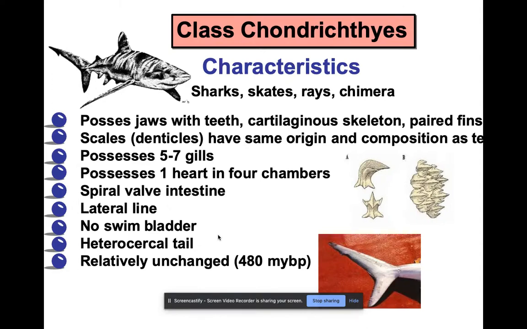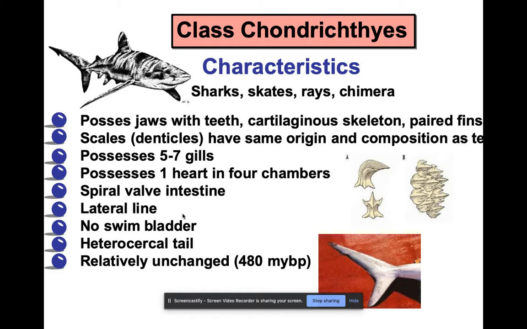Some characteristics that we have in our hot sheets. So again, these possess jaws. They do have some scales as well. When you dissect your shark, you're going to be able to sense and feel those scales are smooth going from head to tail. But if I go the opposite way, from tail to head, you're going to feel just how rough these scales actually are. 5 to 7 gills. They do have one heart, and a lateral line. No swim bladder, which is kind of interesting to think about.